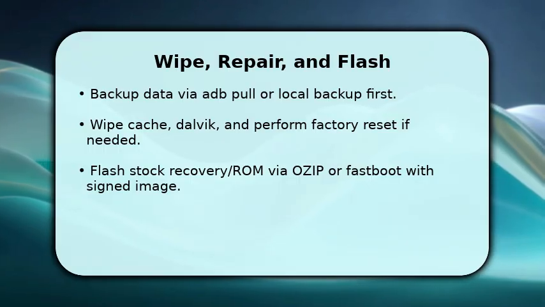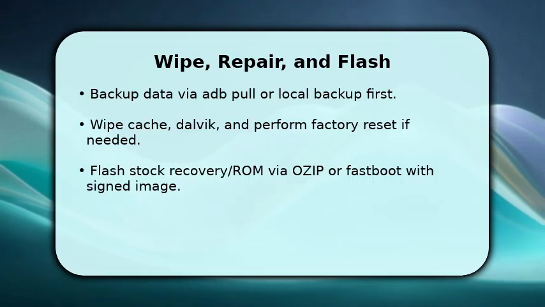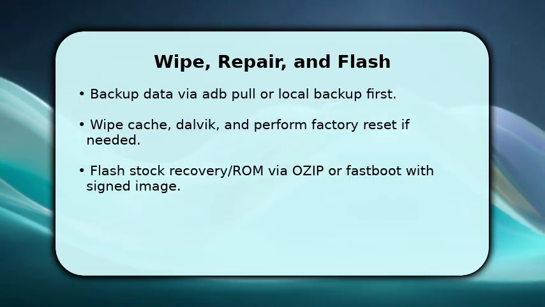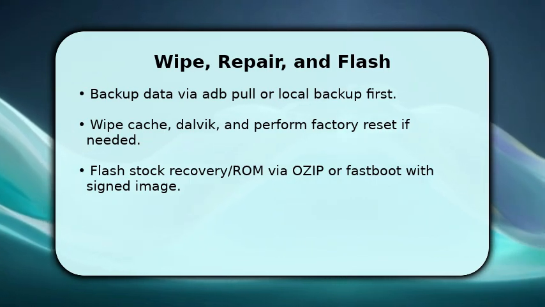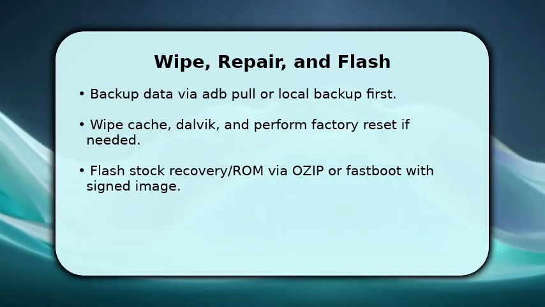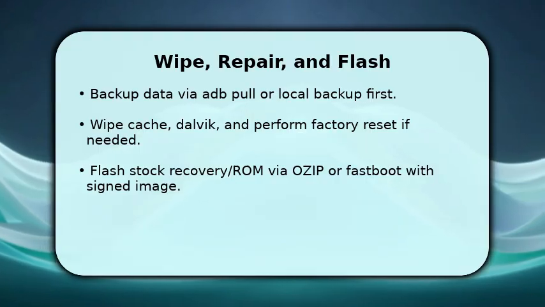After that, prepare the correct stock recovery or full ROM OZIP for recovery install, or a signed fastboot image. Finally, flash the image using the appropriate command: an ADB sideload, recovery install, or fastboot flash, so the boot chain is restored and verifiable.